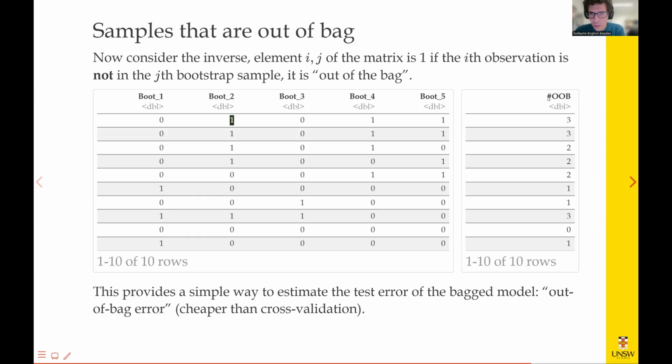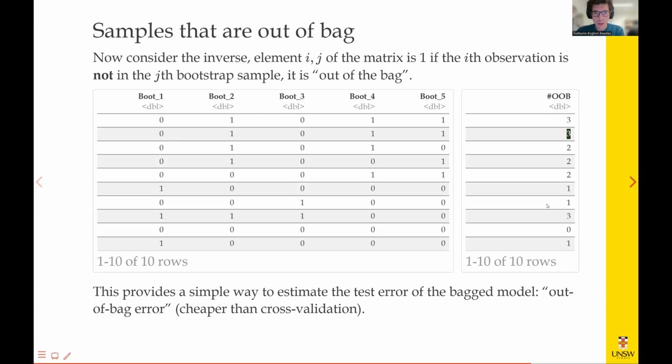This is the number of times out of the bag, right? So for the first 5 bootstrap samples, the first observation was out of the bag 3 times. So it was not in 3 of those first 5 bootstrap samples. The second one was not there 3 times, and so on.